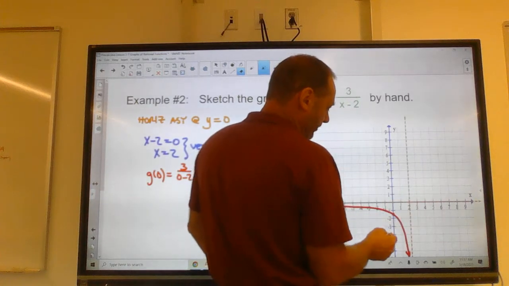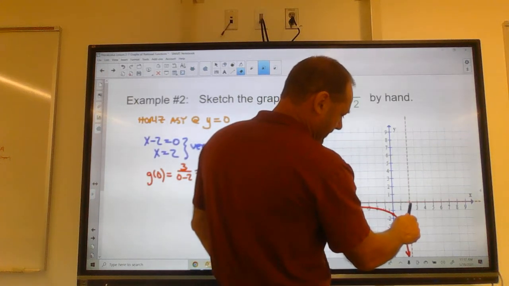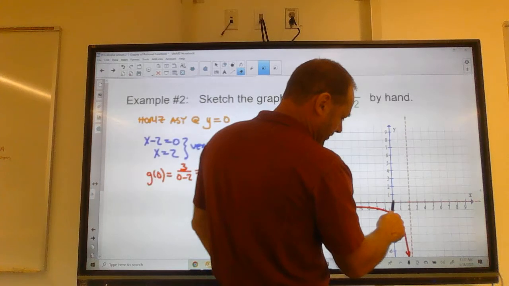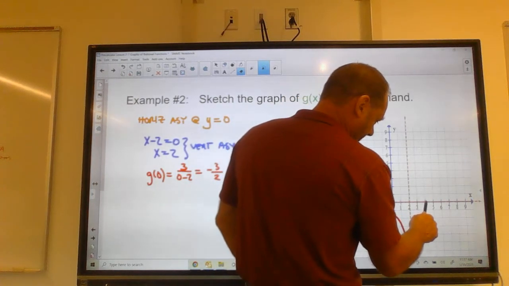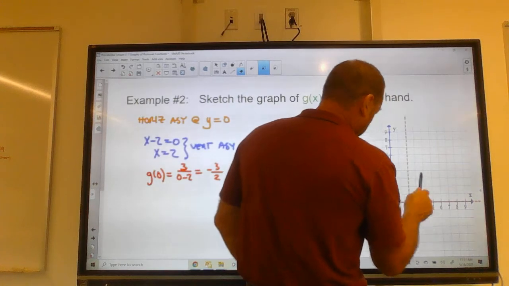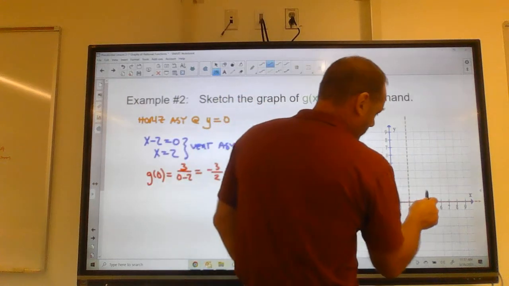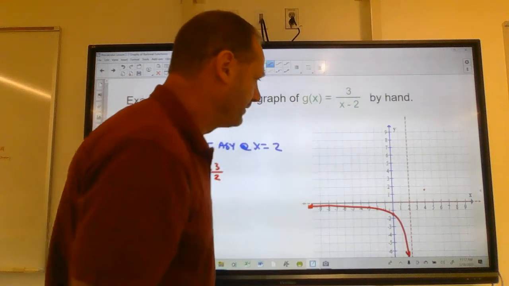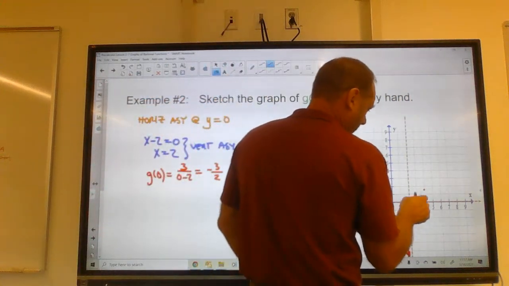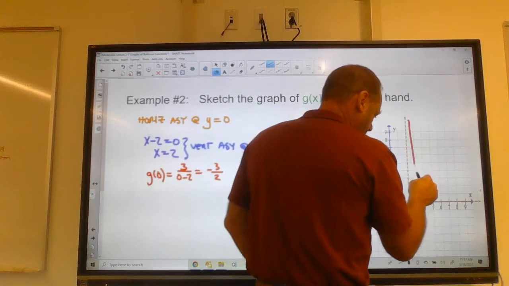Now, I would like to have a point over here. So look at this. If I go 2 to the right and 1.5 down, I can also go 2 to the left and 1.5 up. That point right there is going to be on the graph. This thing's going to be symmetric to this point right here. So this is going to look like this.